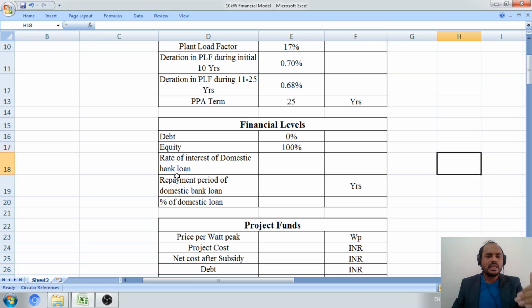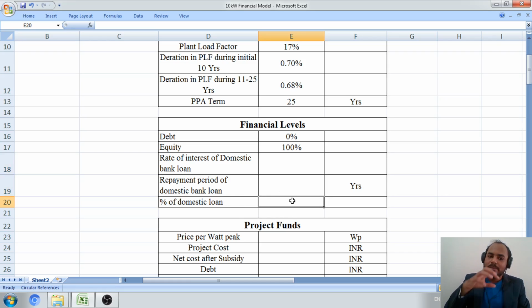Again, if we are considering a loan, we have to mention the rate of interest of the domestic bank loan. We have to consider the repayment period for the domestic bank loan, and what percentage of a bank loan we are taking. So in this case, we are taking the 100% equity model. So we will consider the rate of interest as 0, repayment period as 0, and the percentage of the bank loan is also 0.